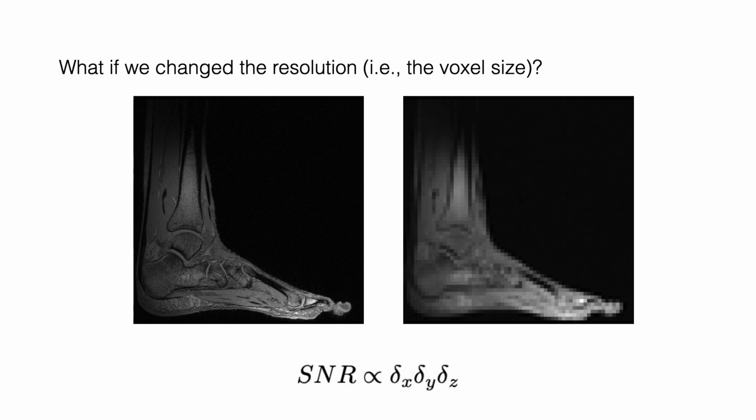Here's a clear example where signal-to-noise ratio, though it's related to image quality, is not always correlated with image quality. I would say that the image on the left has a much higher quality than the image on the right, even though the signal-to-noise ratio on the right is much higher than that on the left.